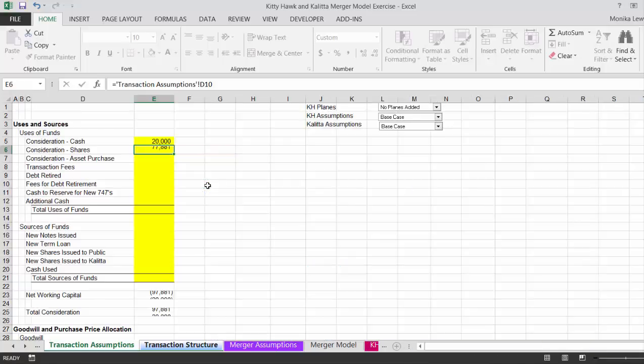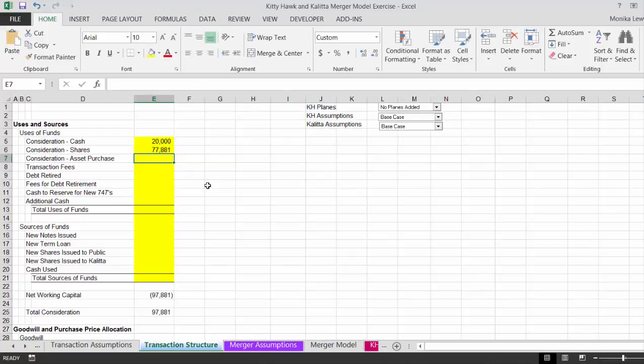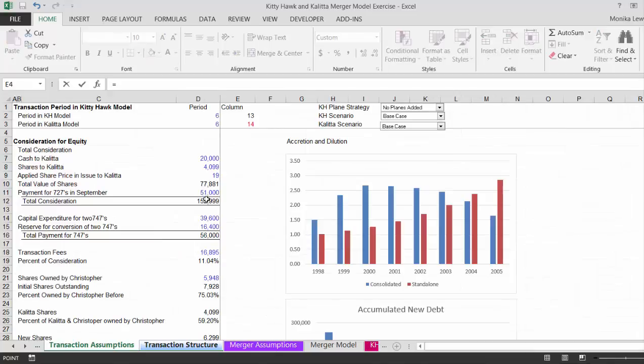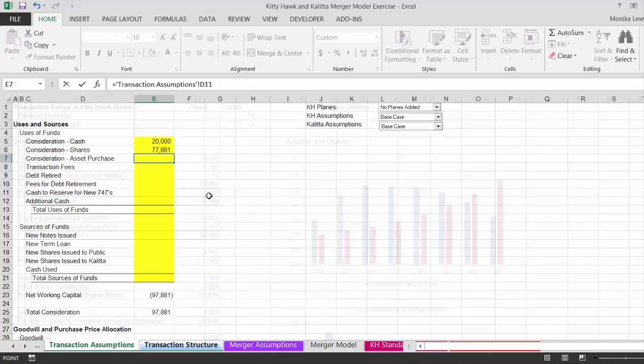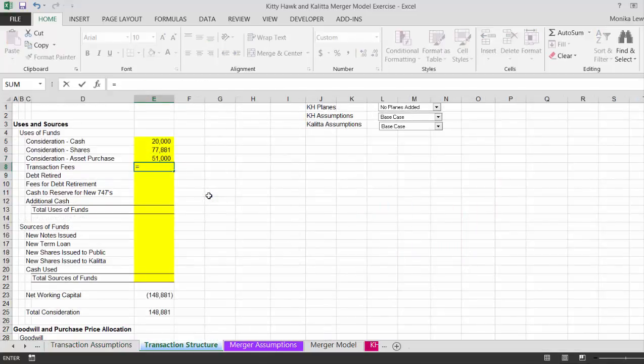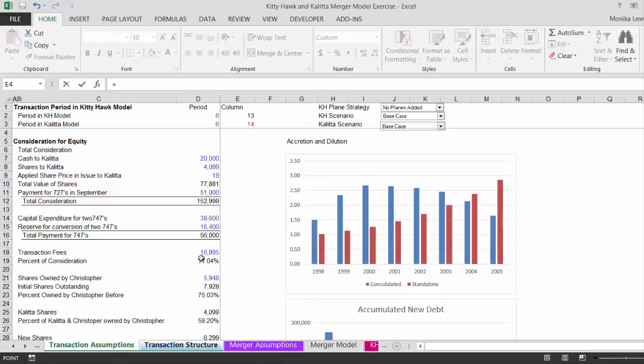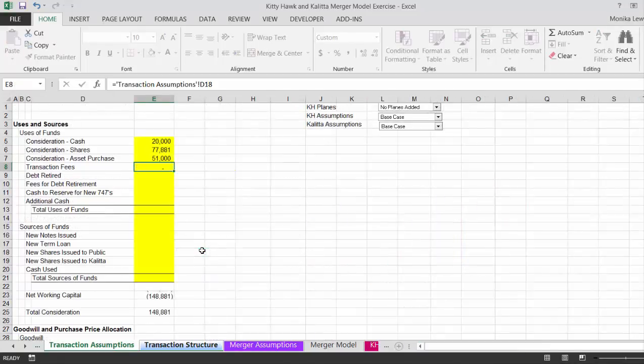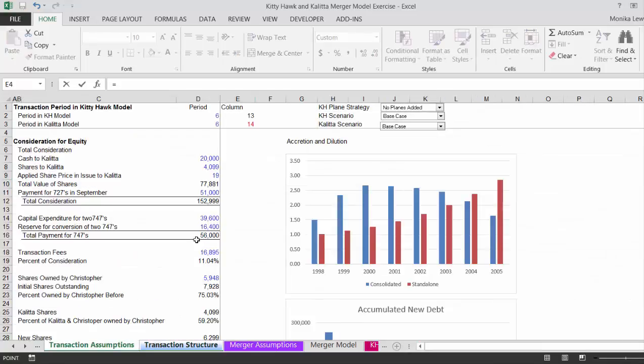And of course I already did the cash consideration. Well, I put the asset purchase as a separate one. So the first step is to see how much you paid for the merger. Then you're also going to have to pay these crazy fees. Oh my God. And then we're going to have to pay some money to retire the debt.